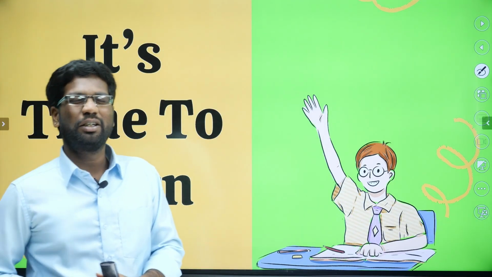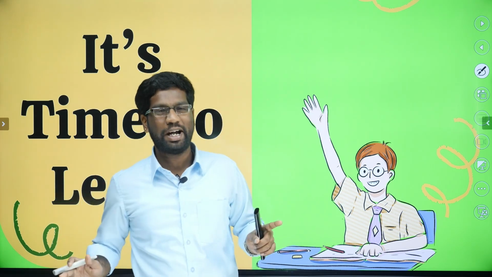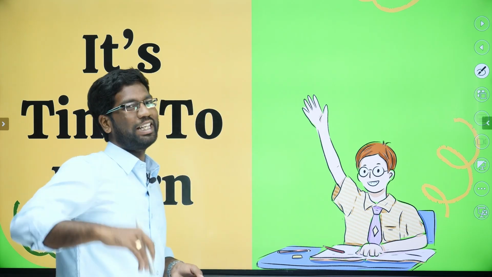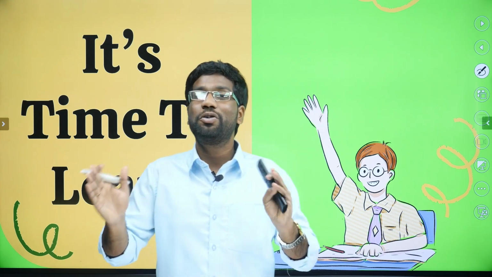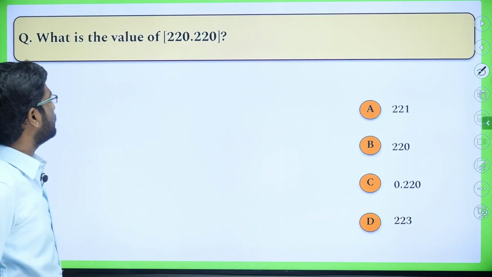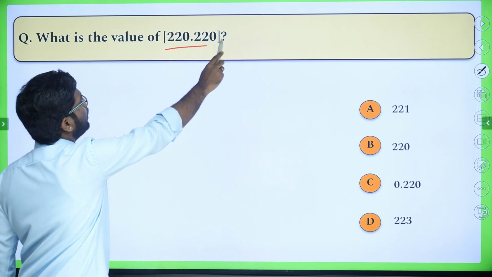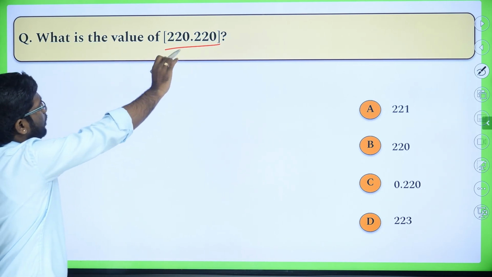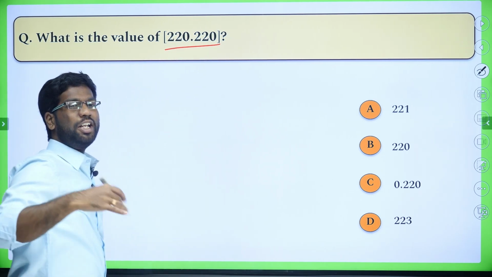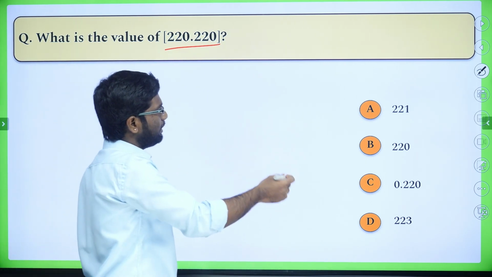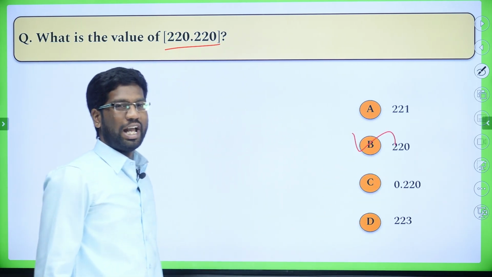So it's time to learn. These problems are very simple, my dear students. You people are going to rock this. Okay, I hope you can do this. Just in negative and positive decimals, be careful. Okay, so what is the value of floor of 220.220, my dear students? Here you are getting the value for 220.220. It's a positive decimal, my dear students. So whatever the value I get, I'll get the same integer part, 220. I hope you understood.